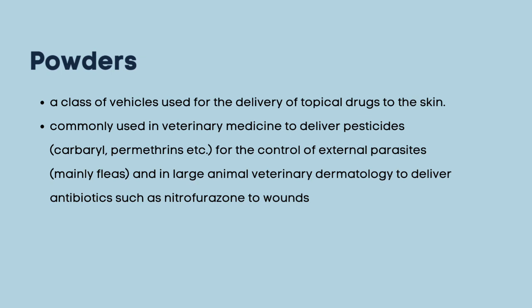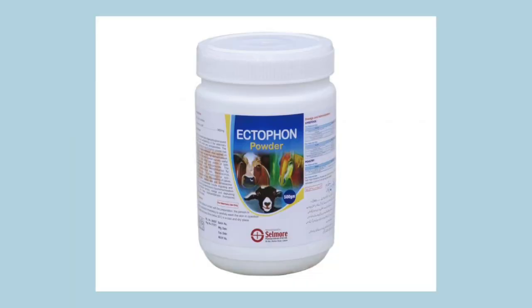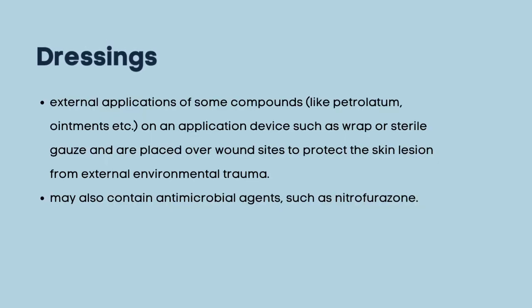Powders are a class of vehicles that is used for the delivery of topical drugs to the skin. Powders are commonly used in veterinary medicine to deliver pesticides such as carbaryl and permethrin for the control of external parasites, particularly fleas, and in large animal veterinary dermatology to deliver antibiotics such as nitrofurazone to wounds. So this is an example of a powder. This is Ectoform powder, and it's used for the treatment of domestic farm animals.